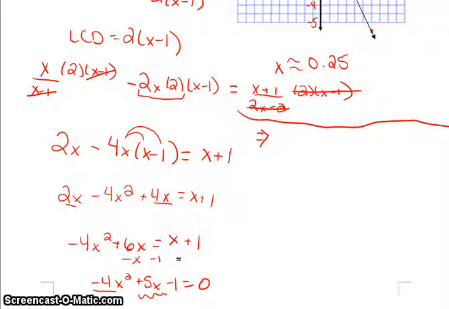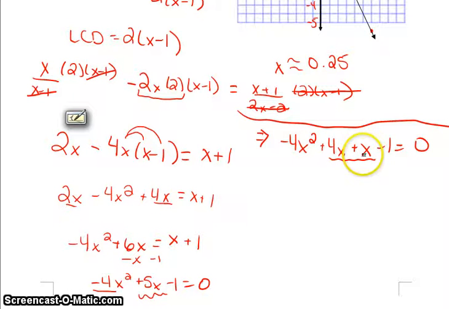And so what we can do is let's rewrite this as negative 4x squared, and let's make this into something where we can pull out anything in common. So let's break this up into plus 4x plus x minus 1. If you guys notice, 4x plus x is equal to 5x. So it's still the same function, I just rewrote it.